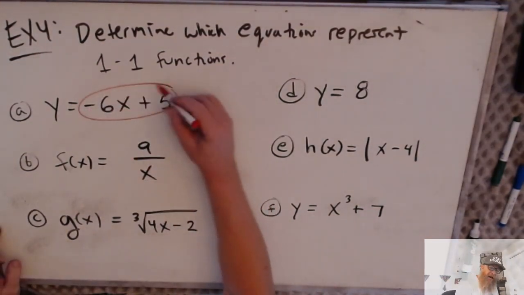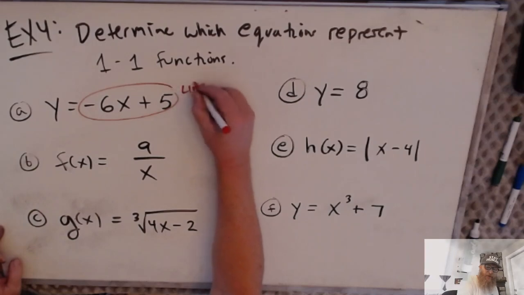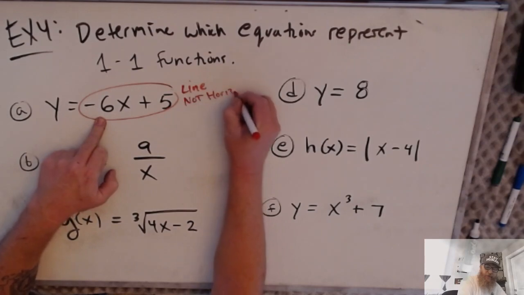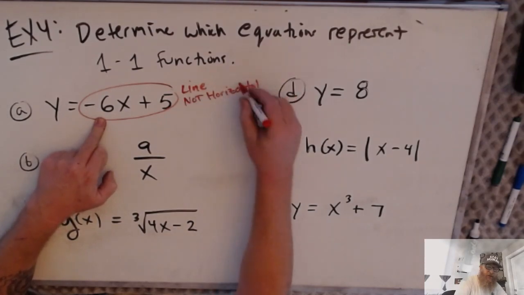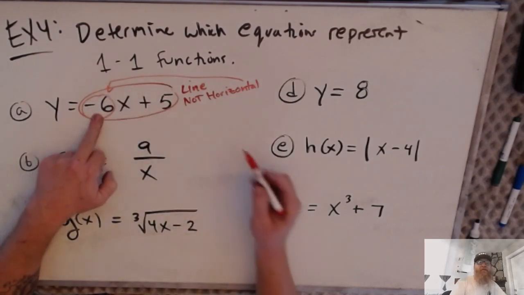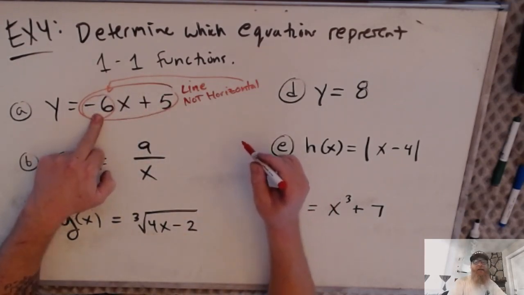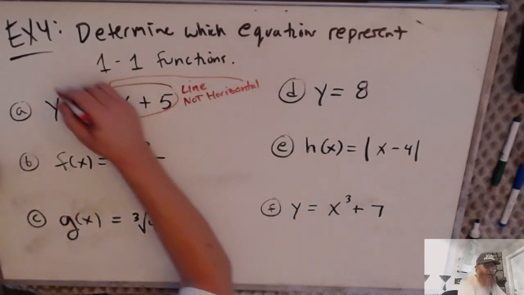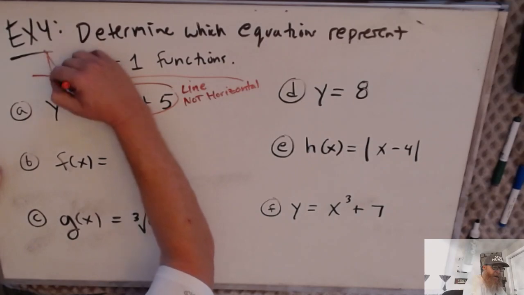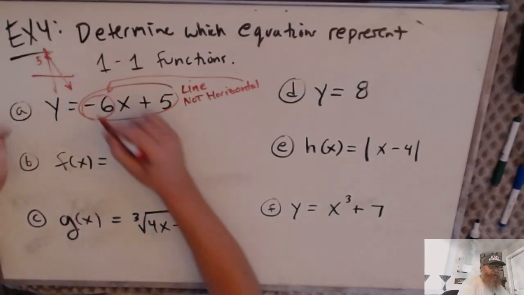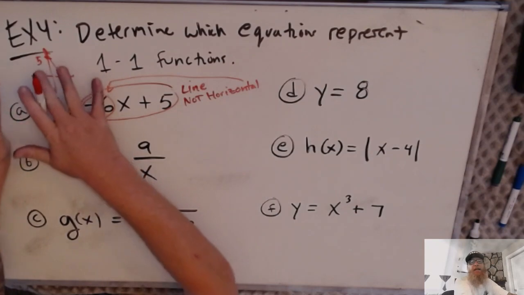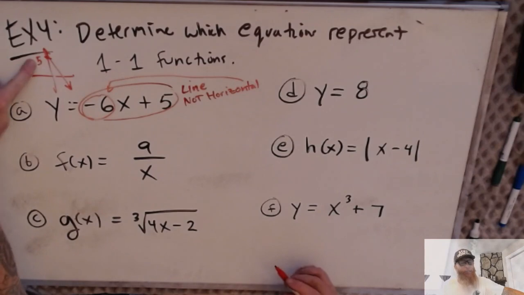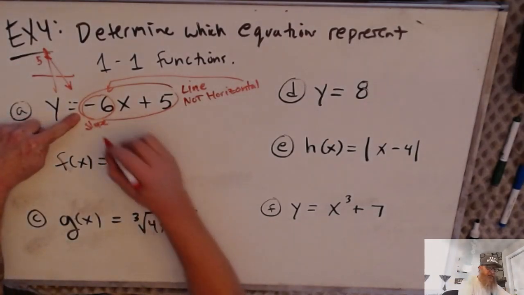So this is a line. It's not horizontal. You can tell because it has a slope of negative 6. So I kind of know what the line's going to look like in my head. It looks like a line going down like this. The slope is negative 6. I'm not spending a lot of time on the details. The 5 is the y-intercept. The slope is negative 6.